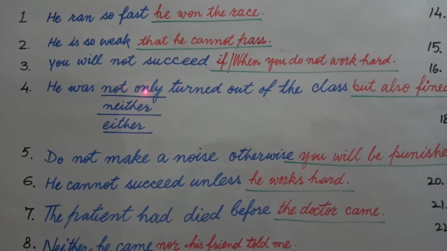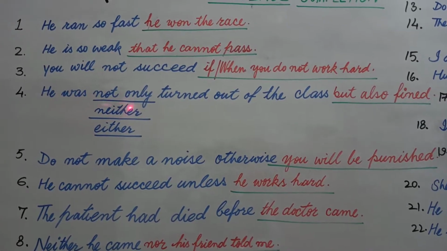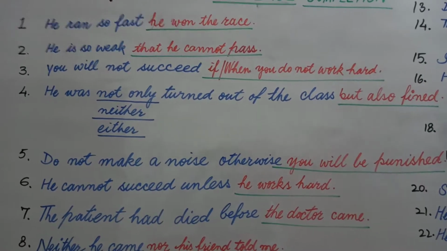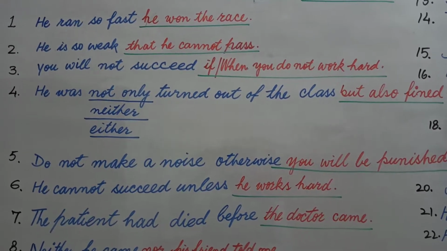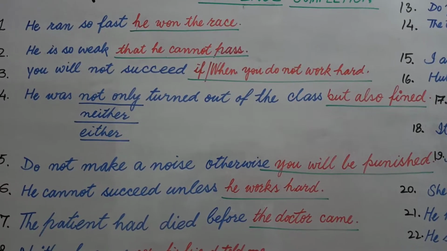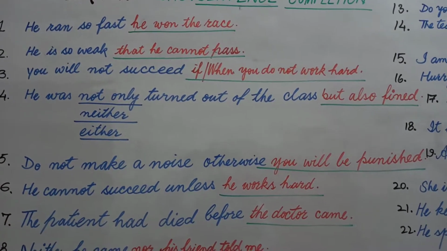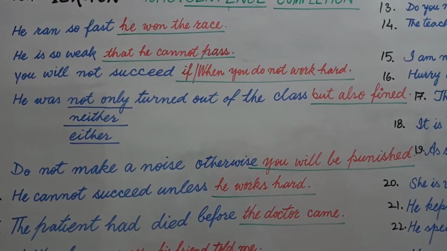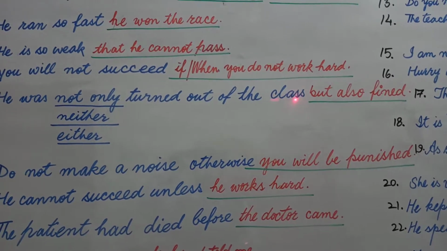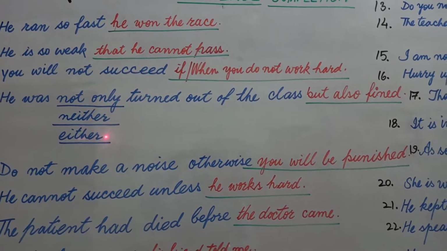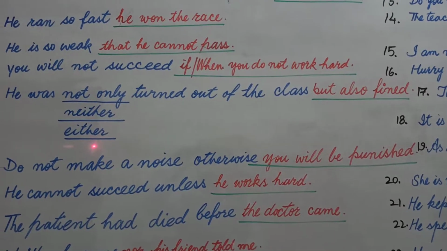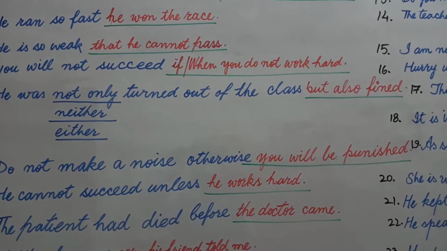And this question may be in 3 various forms. He was not only turned out, he was neither turned out, he was either turned out. And actually these are 3 combinations: not only, but also; neither, nor; either, or. And these 3 pairs of conjunctions are used in the same situation. Suppose not only is given before the verb, then but also will also be before the verb. If neither is given before the verb, then nor will be before the verb. And if either is before the verb, or will be before the verb.